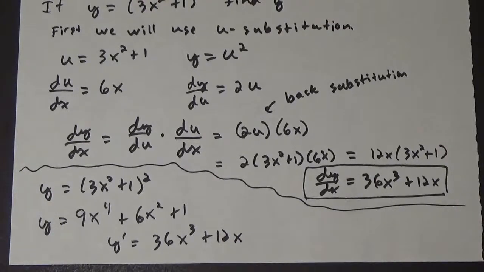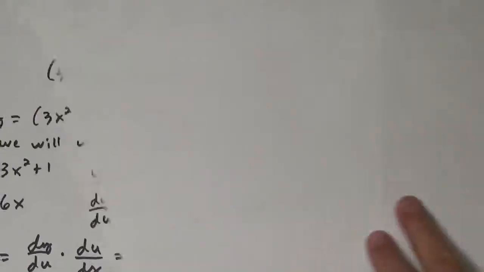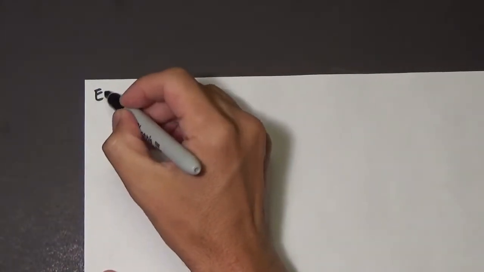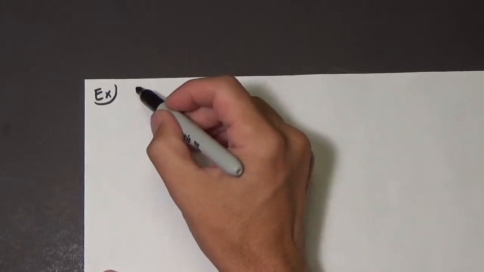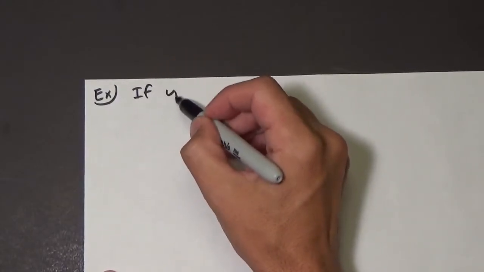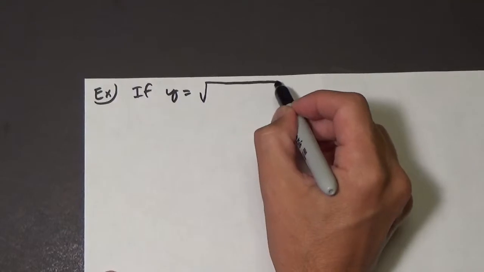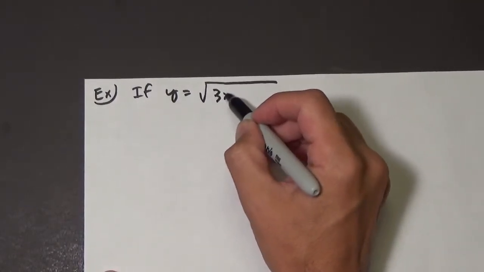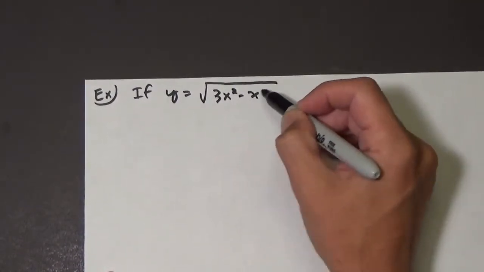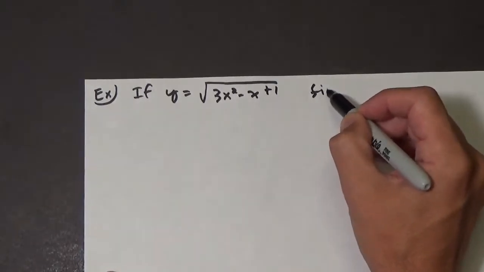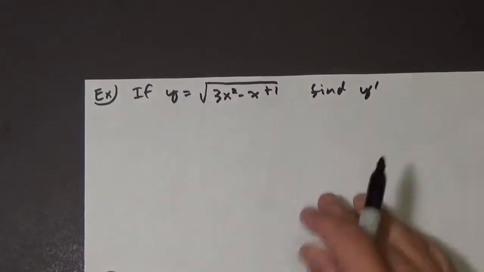Okay, now let's look at an example where you wouldn't be able to rewrite it like that, and you have to use the chain rule. So for this example, if y equals the square root of 3x squared minus x plus 1, we want to find y prime.